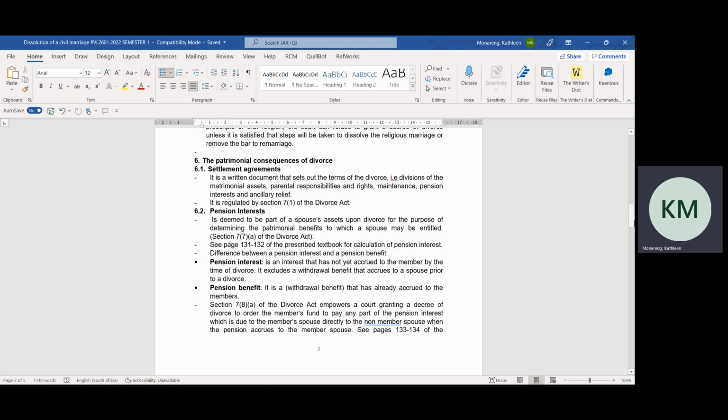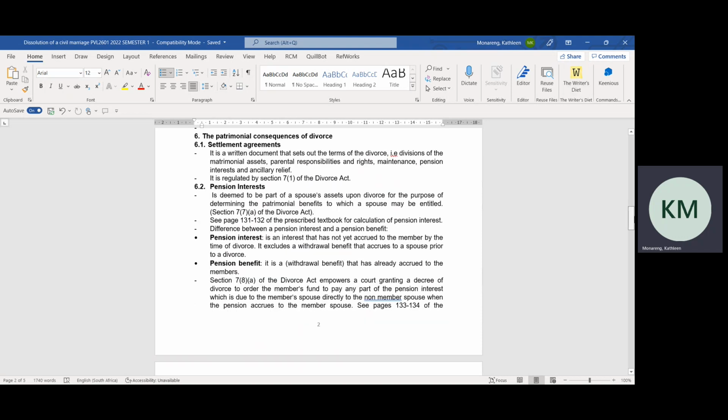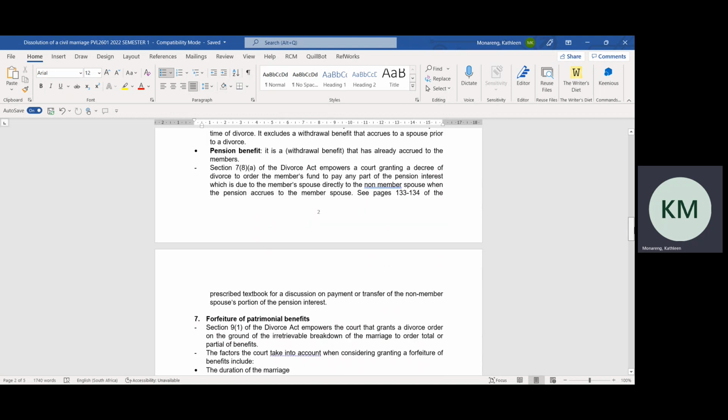Now, the patrimonial consequences of a divorce. You need to know about the settlement agreement. A settlement agreement is a document that sets out the terms of the divorce. For example, in the settlement agreement, the parties can agree on the division of the matrimonial assets, parental rights and responsibilities, maintenance, pension interest, and any ancillary relief. Secondly, you need to know about pension interest. You also need to know the difference between pension interest and pension benefit. It is also advisable to know the sections which regulate the pension interest and pension benefit.